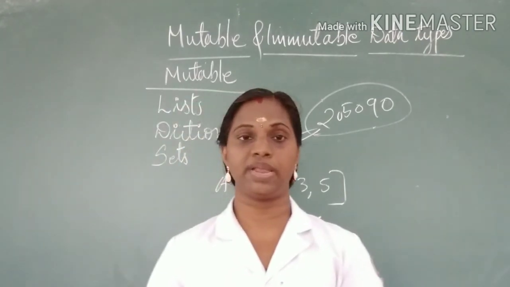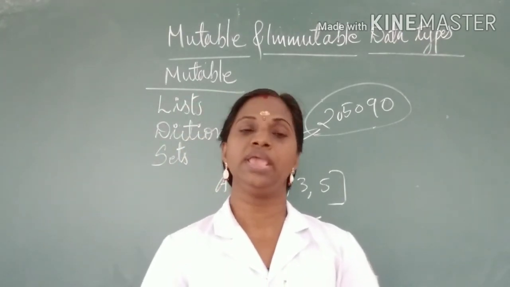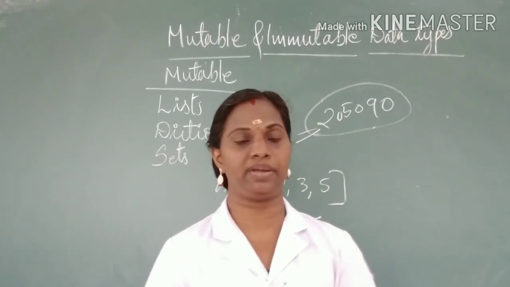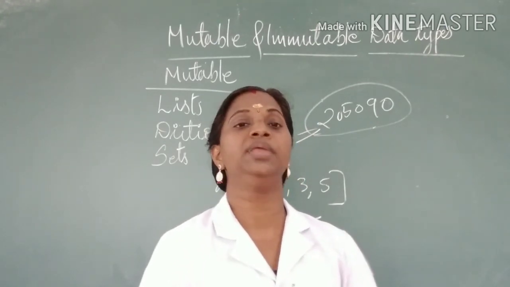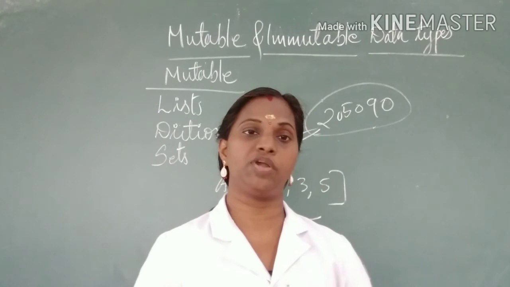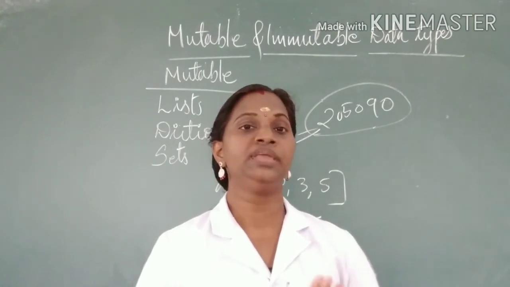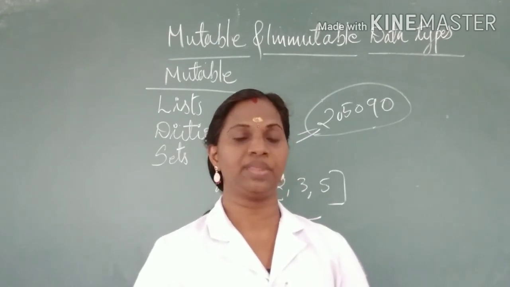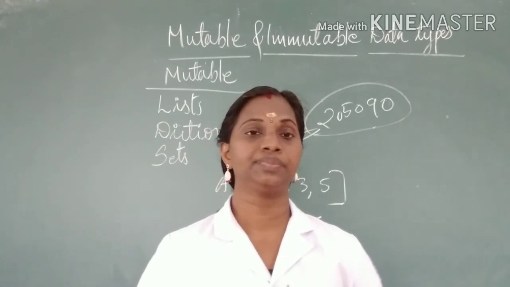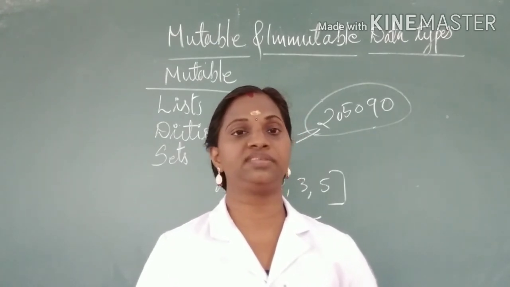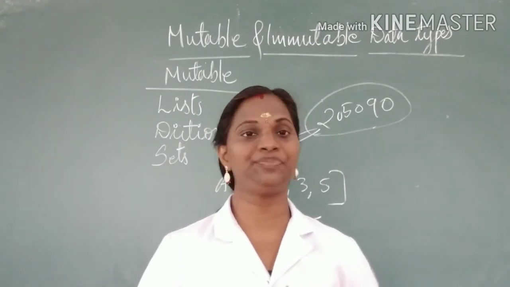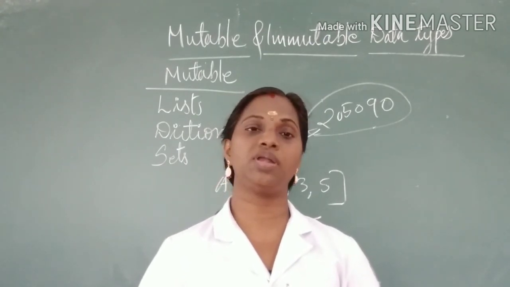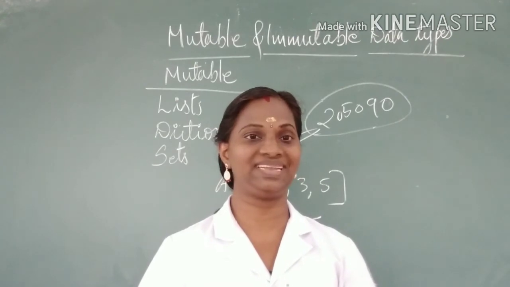So, first one immutable, second one mutable. Immutable means non-modifiable data types and mutable means modifiable data types. Mainly 3 types of mutable: list, dictionary and set. Immutable data types are integers, floating point numbers, then strings and tuples. Now I believe you have understood all these topics, isn't it?